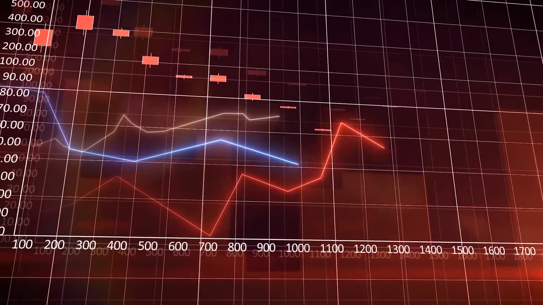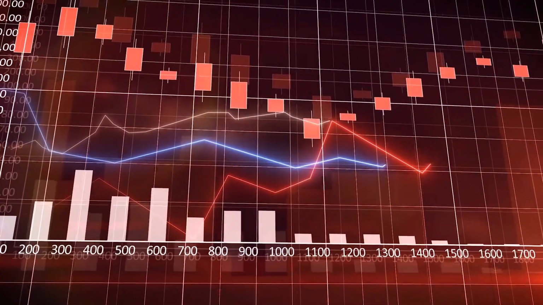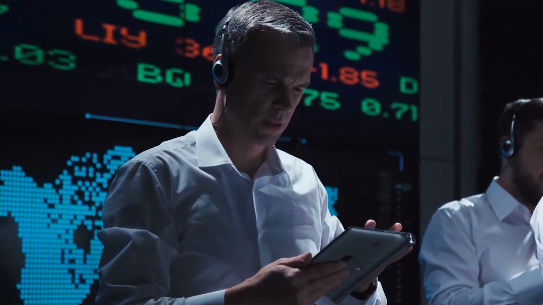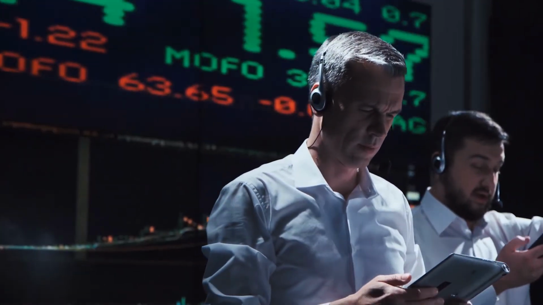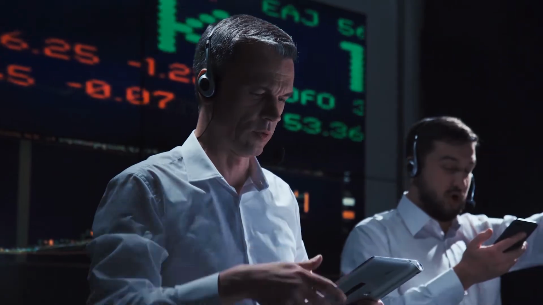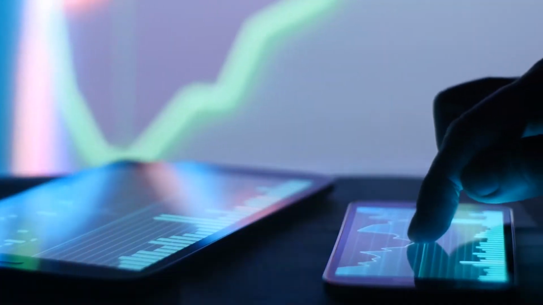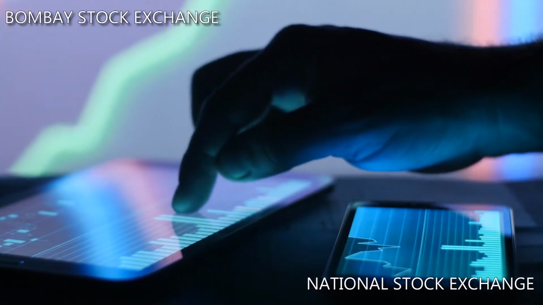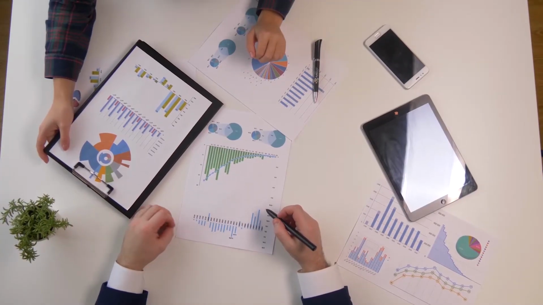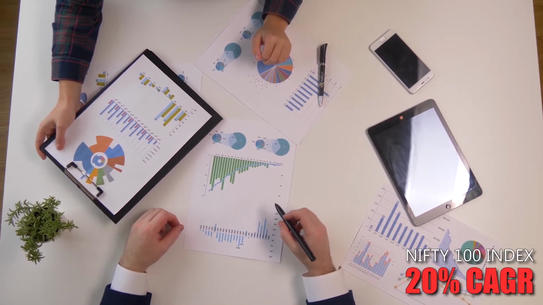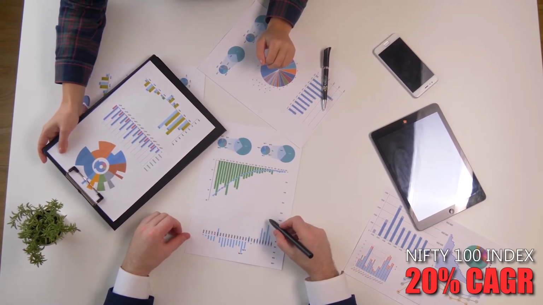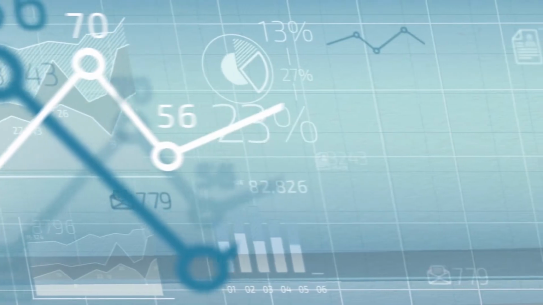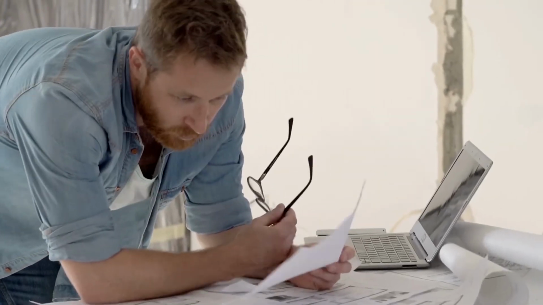Now, if you're wondering which stocks are the best if you're just starting in the stock market, then we've got your back, because the best indicator of a company's reliability is its performance in the preceding years. For example, when we talk about the Bombay Stock Exchange or the National Stock Exchange, we can easily see that the Nifty 100 index has generated more than 20% CAGR, compound annual growth, in the last 20 years. This is easy prey, folks.